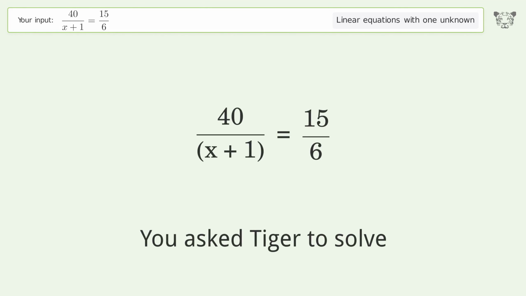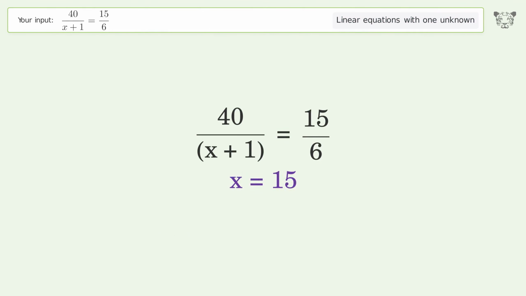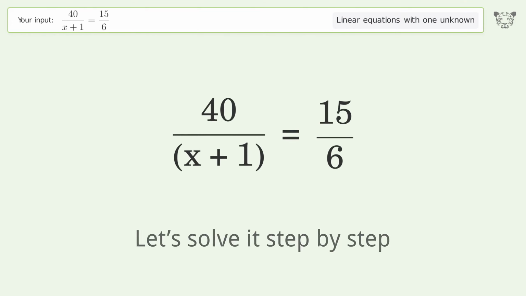You ask Tiger to solve. This deals with linear equations with one unknown. The final result is x equals 15. Let's solve it step by step.